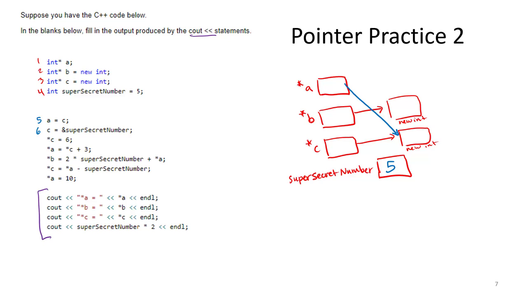In line 6, we are told that pointer c is now going to point at the memory address. Notice ampersand is memory address. Pointer c is now supposed to point at the memory address of super secret number. So notice now c is no longer going to point at that new int. Our pointer c now holds the address of super secret number. So that means c is now pointing at super secret number.